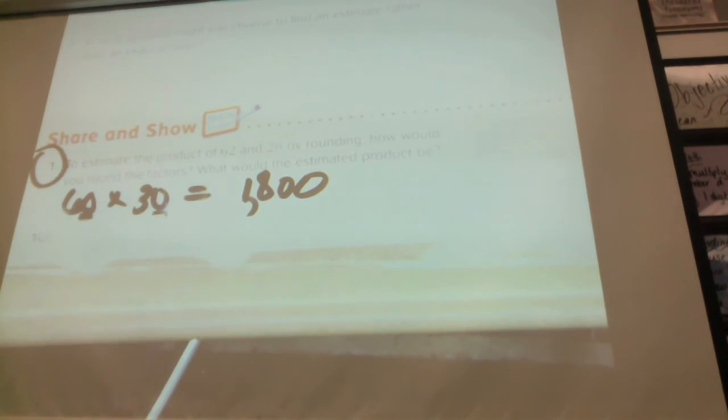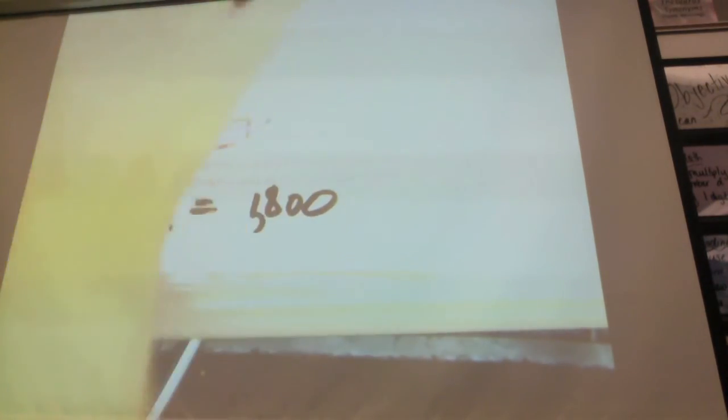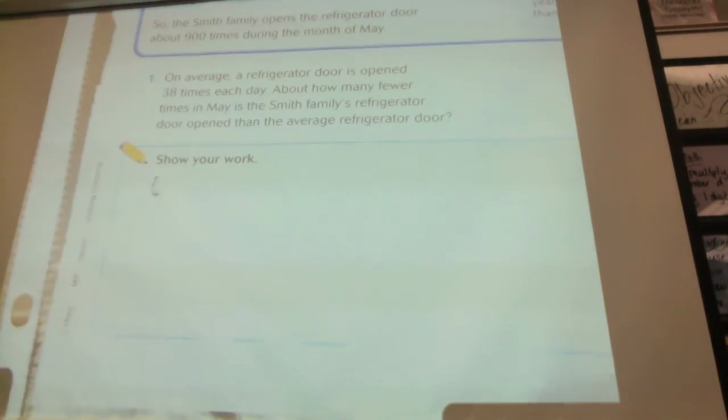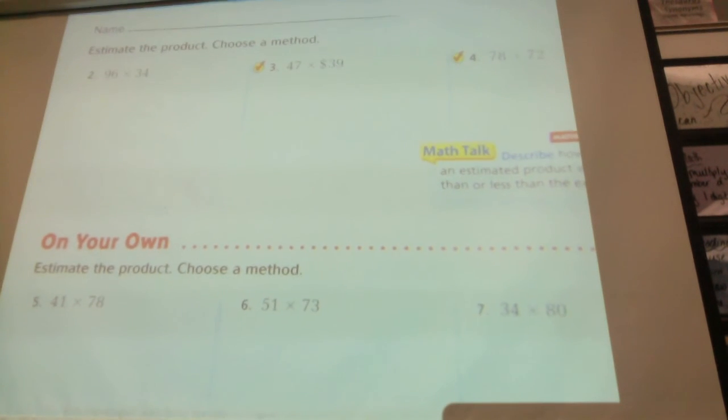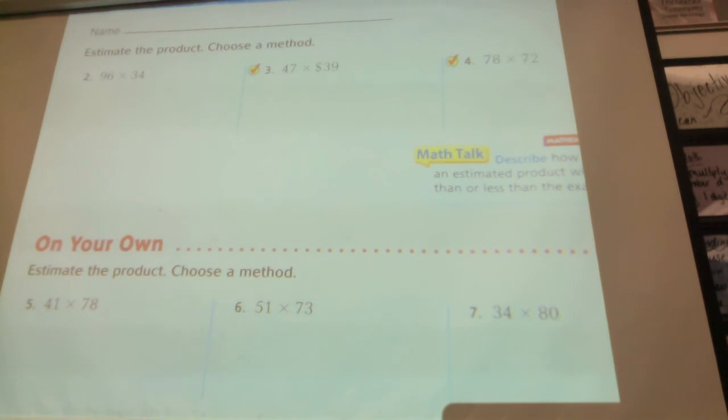Okay. All right, go ahead and other side. Oh, we did that one yesterday. Estimate the product and choose a method.